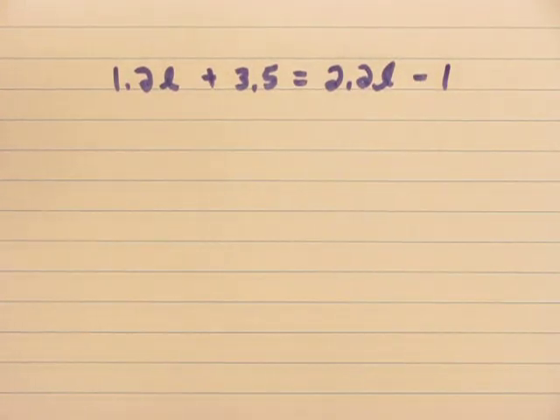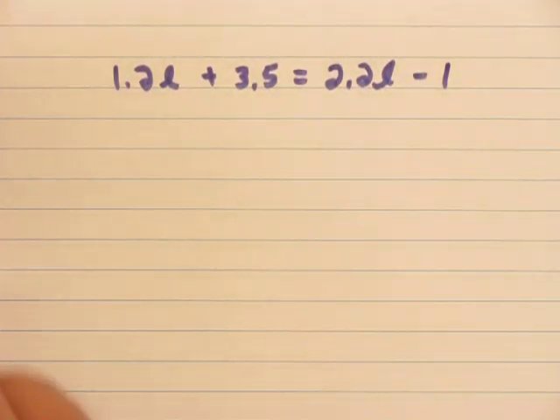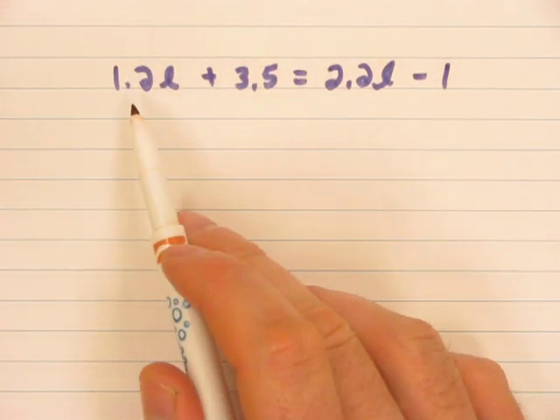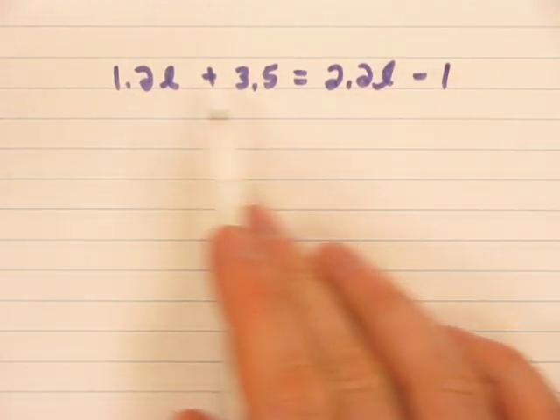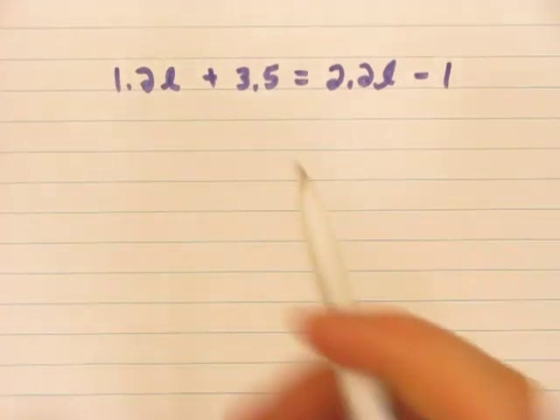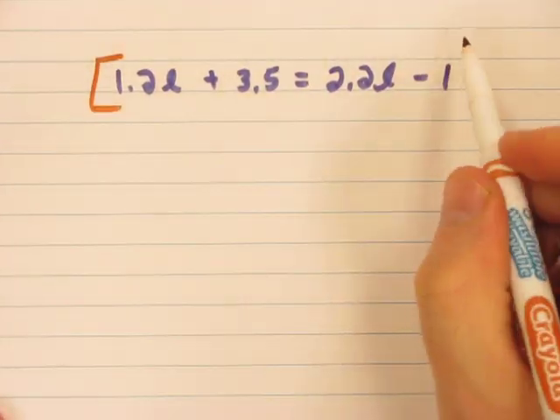Here's an example of solving an equation dealing with decimals. The first step is to remove the decimals by multiplying by a power of 10. As I look at these four terms, I notice that 3 of them have one decimal in them, or one decimal place. And so I'm going to multiply by 10.